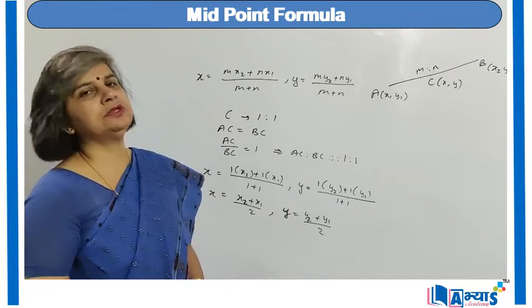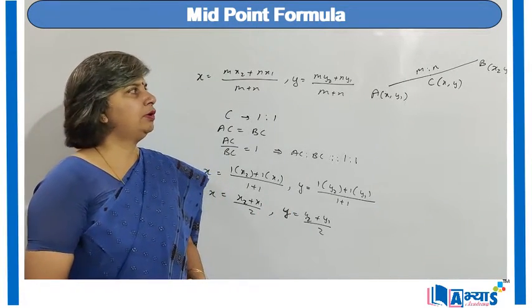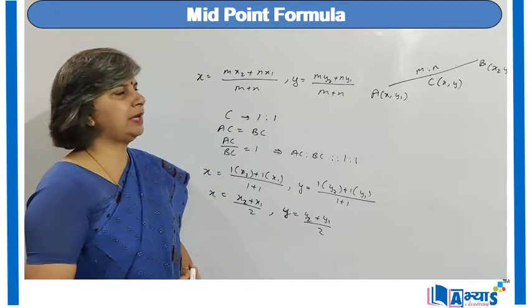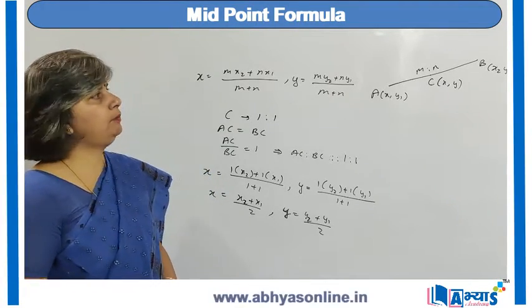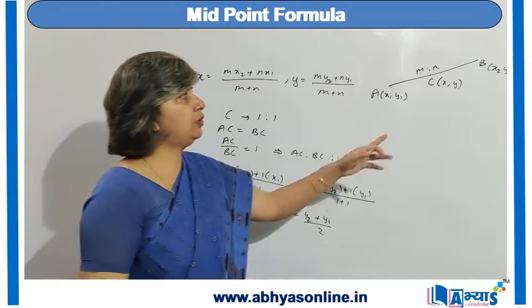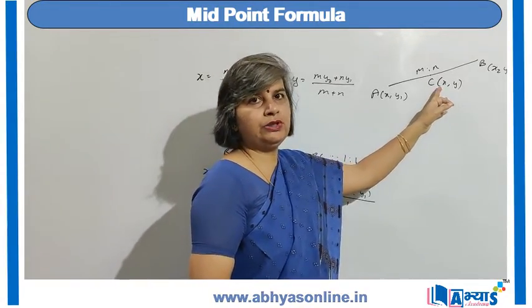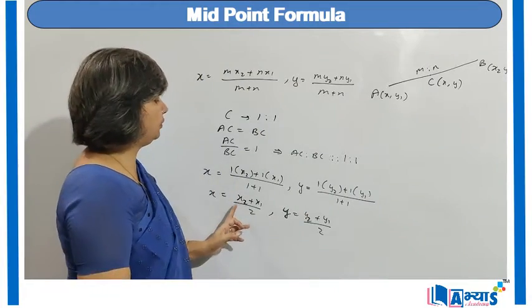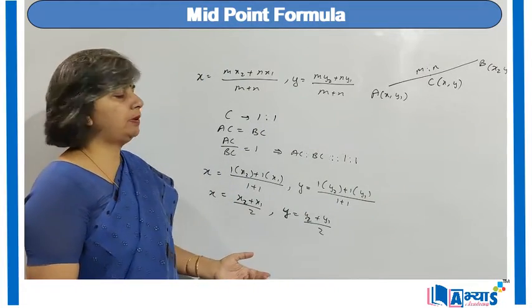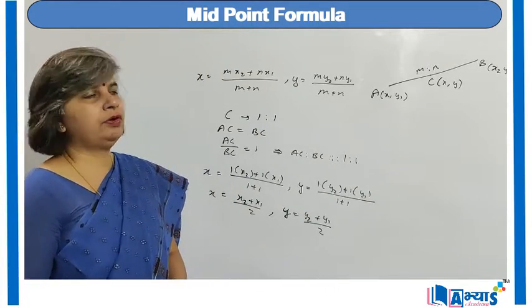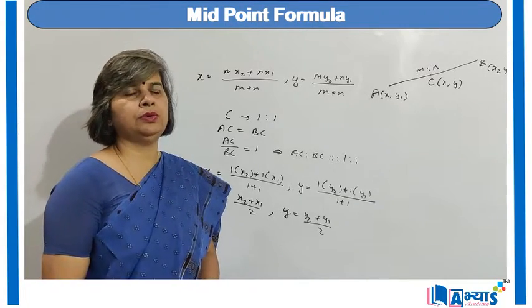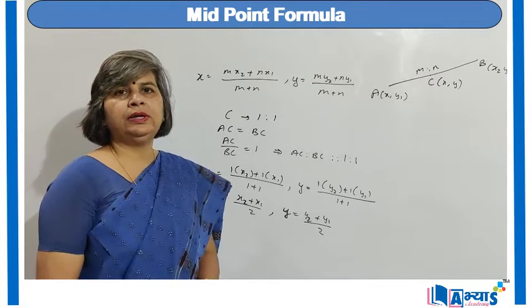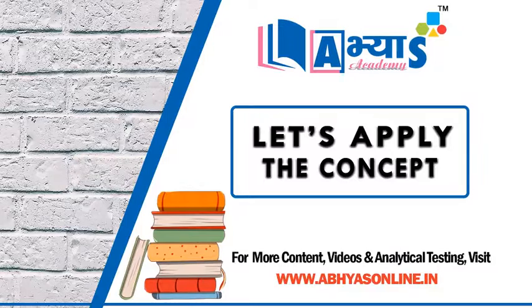So whenever we are supposed to find the coordinates of the midpoint of the line segment AB, when the coordinates of A are x1, y1 and B are x2, y2, the coordinates of midpoint C, that is x, y, will be equal to x1 plus x2 divided by 2, and the value for y can be calculated as y1 plus y2 divided by 2. So this is the midpoint formula in the case of coordinate geometry.